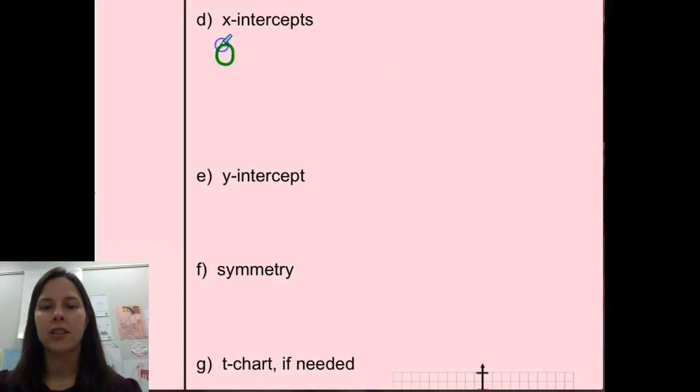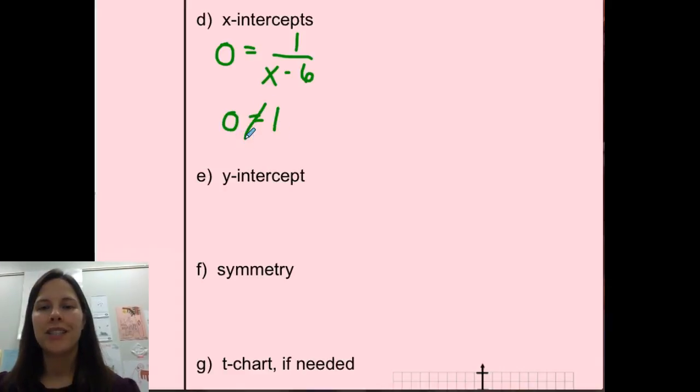X-intercepts occur when the function is 0. Again, we can use that simplified version. Everything will be exactly the same for the simplified function as for the original function, except for that hole at x equals 2. Multiplying both sides by x minus 6, we get 0 equals 1, which is not true. This means we have no x-intercepts.